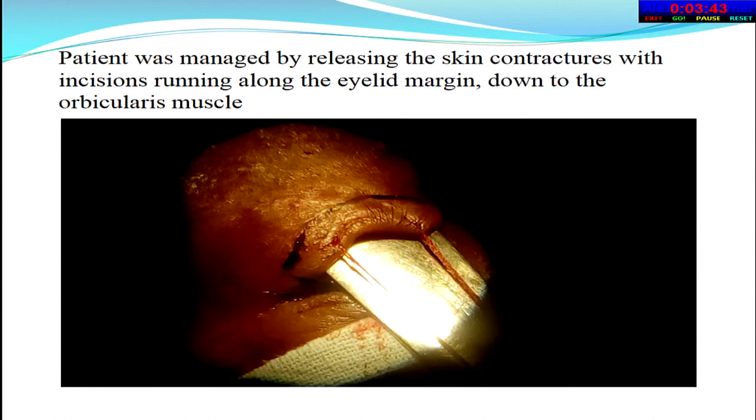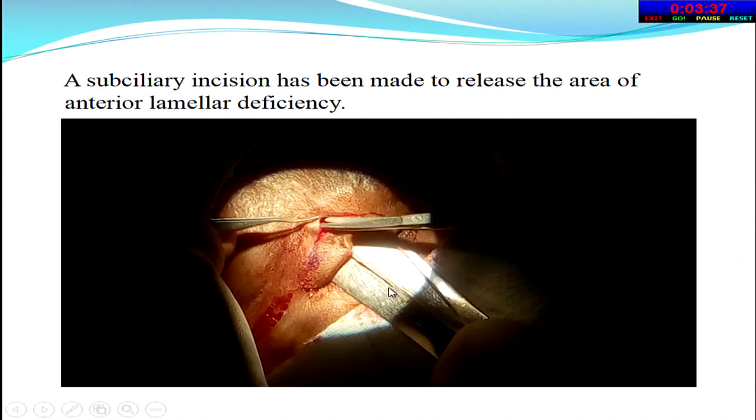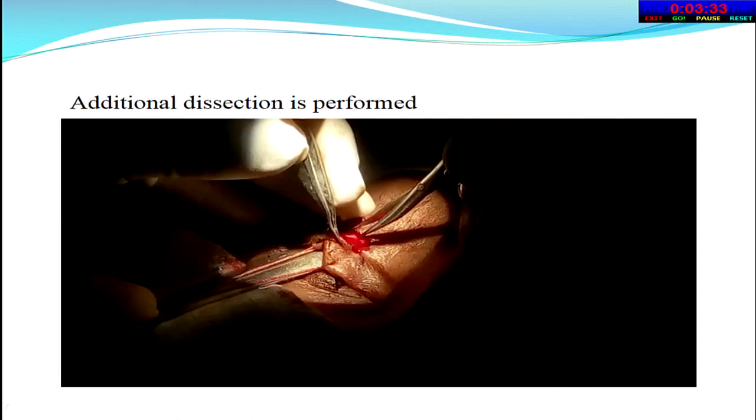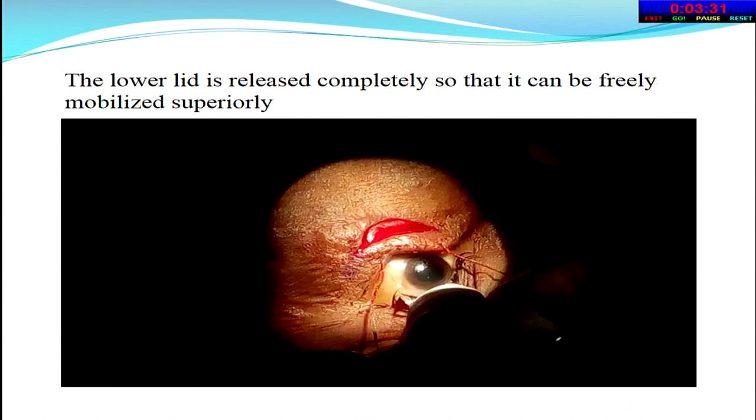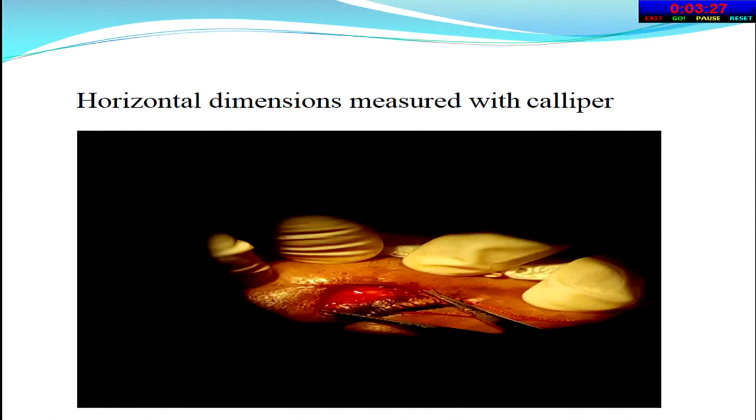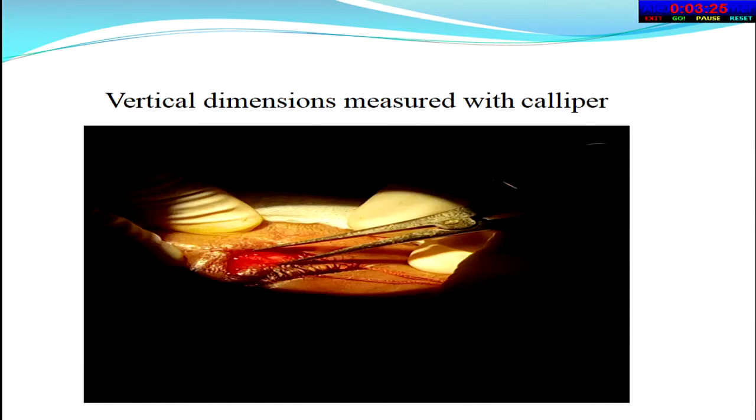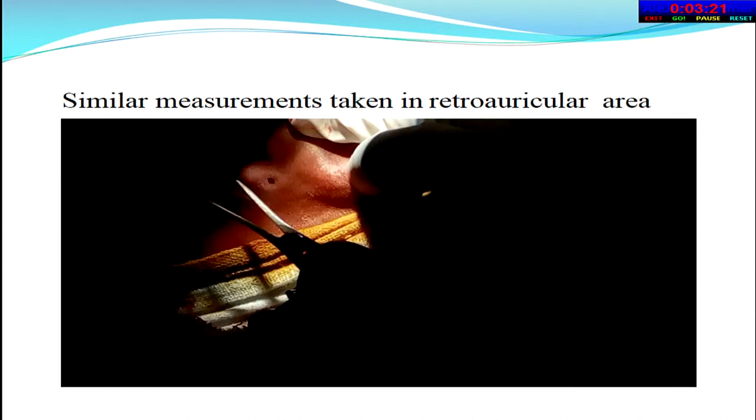Patient was managed by releasing the skin contractures with incisions running along the eyelid margin down to the orbicularis muscle. A subciliary incision is given and the fibrotic tissue is removed after additional dissection. The lower lid is released completely so that it can be freely mobilized. Horizontal dimensions are measured. The vertical dimensions at different places are measured, not only the central and the side.